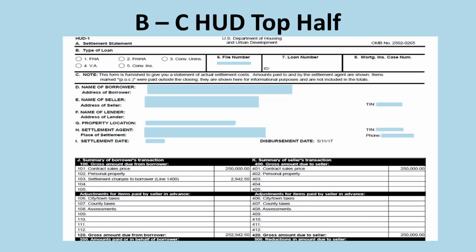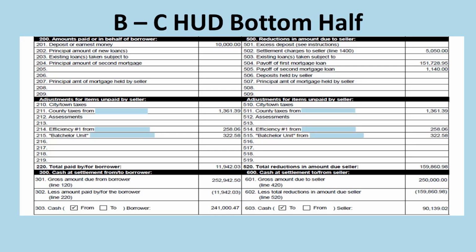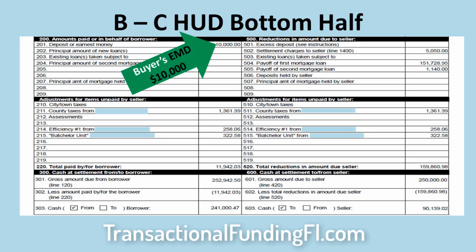Now this is the top half of the B to C HUD. The important part here also is the sales price, $250,000. This is the bottom half of the B to C HUD, and we start to see this is where the money is. The first and most important thing in this one is the fact that the buyer's earnest money deposit was $10,000. On the first HUD, the A to B side, there was $77,000, but again, it wasn't earnest money deposit. As you'll see on all the other examples in this series of 6, the other 5 had no earnest money deposit on the A to B side.